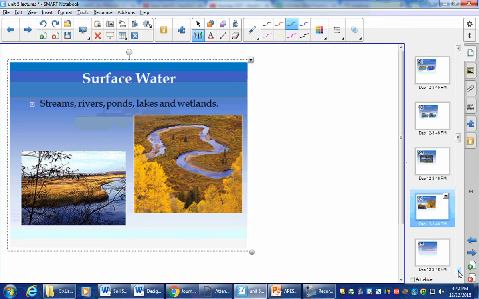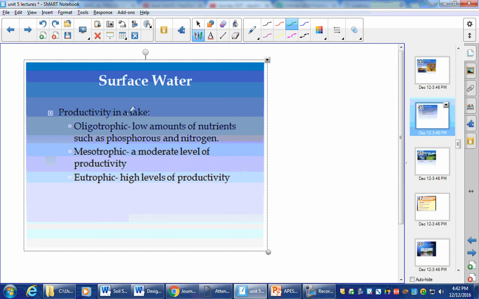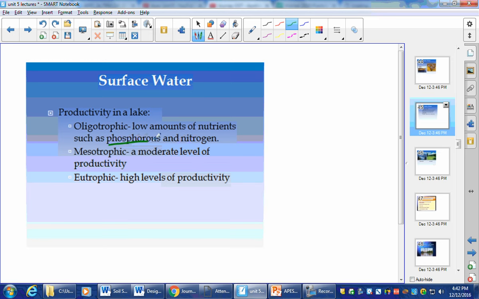Let's talk about these real quick. Productivity of a lake. Oligotrophic means low amounts of nutrients such as phosphorus and nitrogen. We know, if we're studying our cycles, phosphorus is not H2O soluble. So it ends up being a very limiting factor. This is a limiting factor.